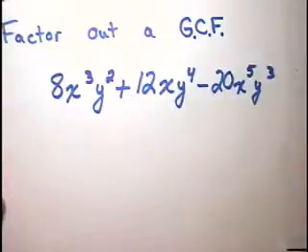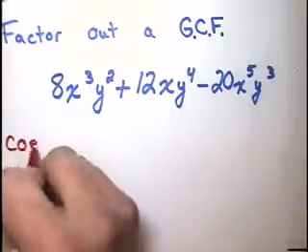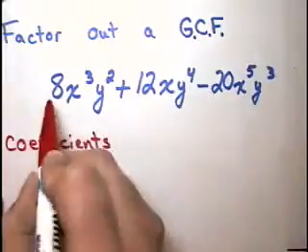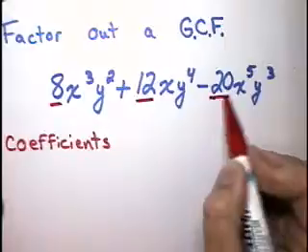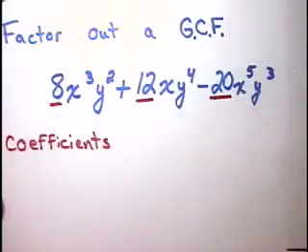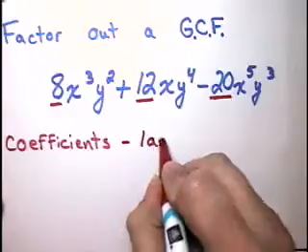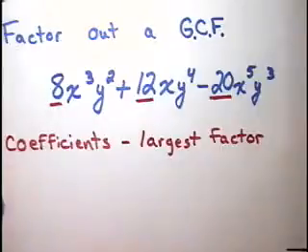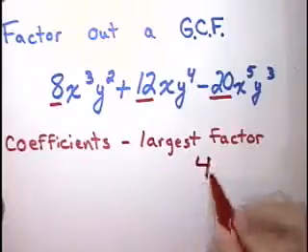So there's really two steps to doing that. First, I want to look at coefficients. I want to look at my 8, my 12, and the 20. And I want to try to find the largest number that will divide into my coefficients. I want the largest factor of 8, 12, and 20. In this case, the largest number that will divide into 8, 12, and 20 is going to be the number 4.